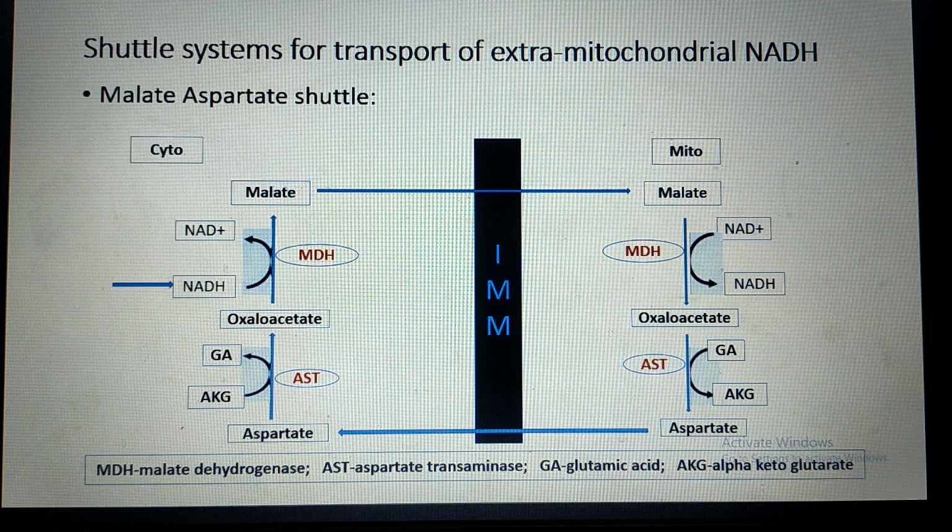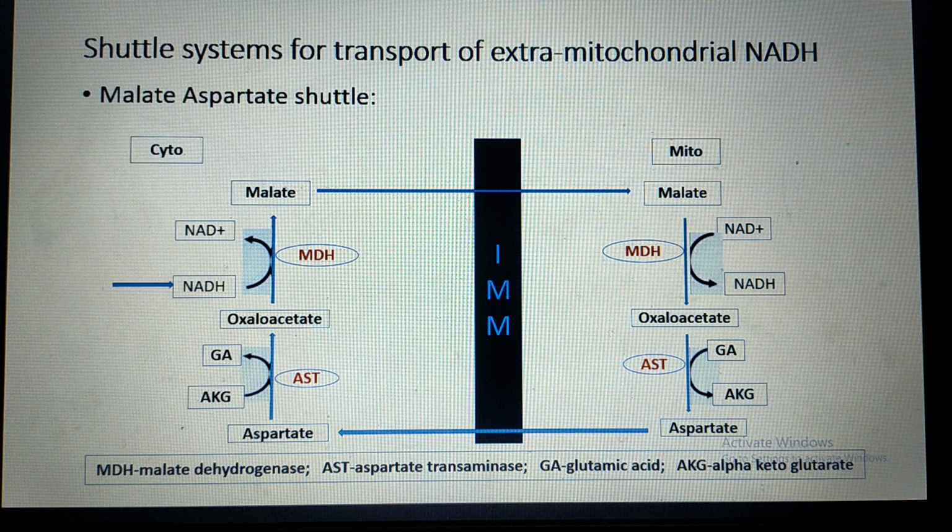But again the problem is oxaloacetate is impermeable by the inner mitochondrial membrane. Therefore, this oxaloacetate undergoes a transamination reaction. Here, in this transamination reaction, the amino group from glutamic acid is transferred to oxaloacetate, and oxaloacetate is converted into an amino acid called aspartate. During this process, glutamic acid is converted into alpha ketoglutarate. The enzyme required for this reaction is aspartate transaminase present in the mitochondria, AST. Now aspartate is permeable by the inner mitochondrial membrane.